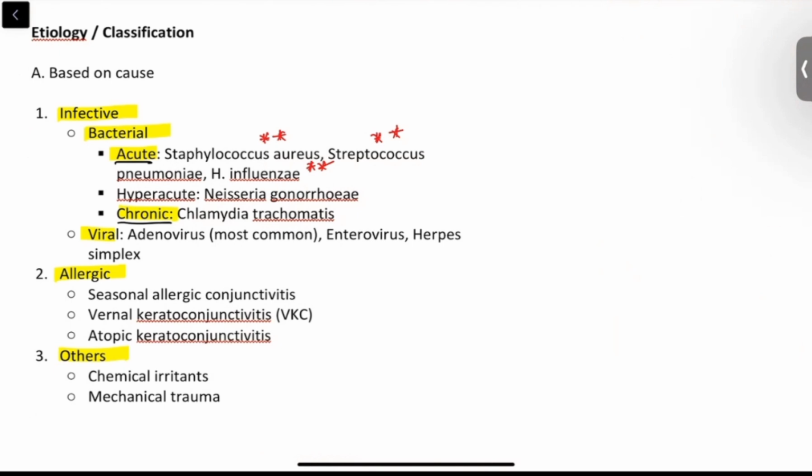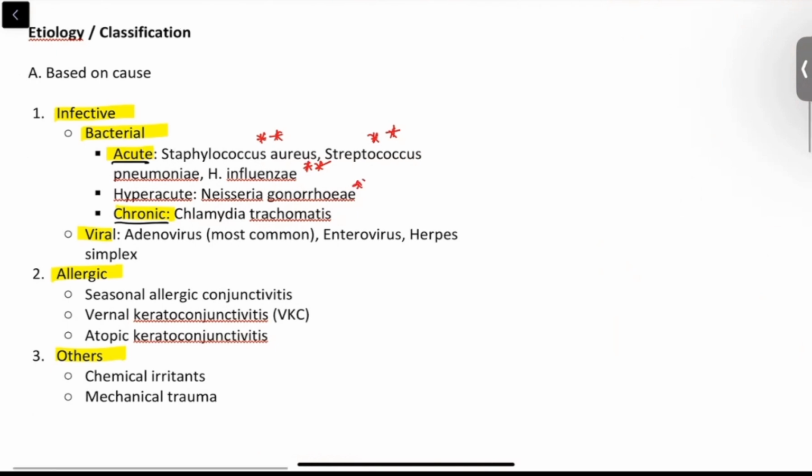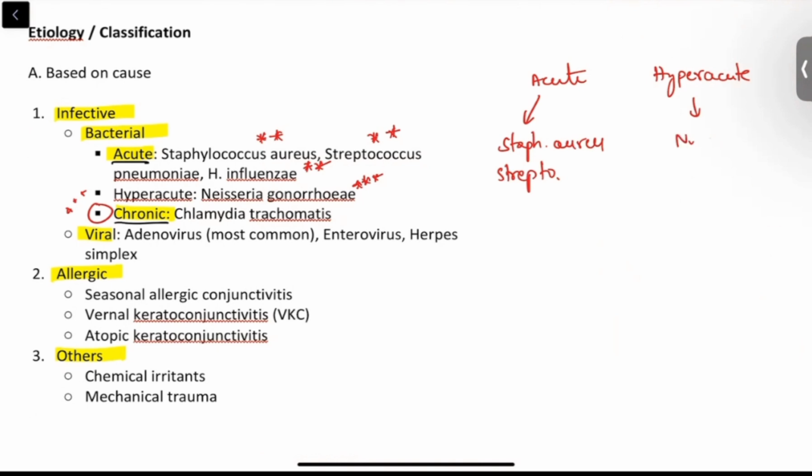Hyperacute bacterial conjunctivitis is caused by Neisseria gonorrhoeae. Okay, chronic bacterial conjunctivitis is caused by Chlamydia trachomatis. So acute is mainly by Staph aureus and Streptococcus, whereas hyperacute is by gonorrhea, and chronic is by chlamydia.